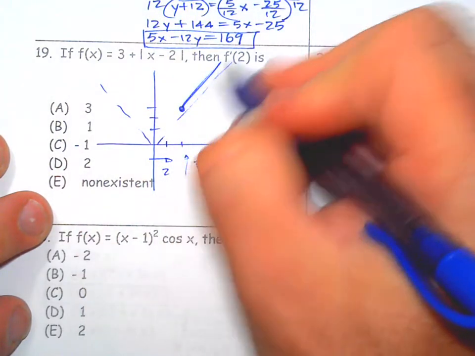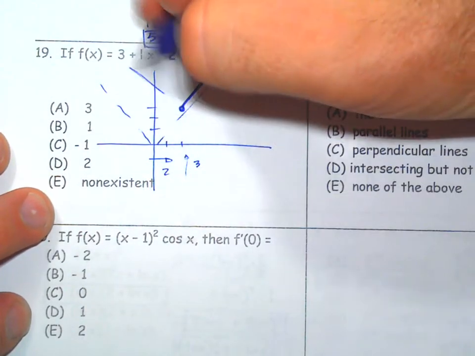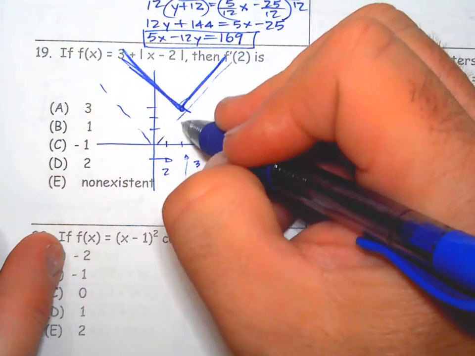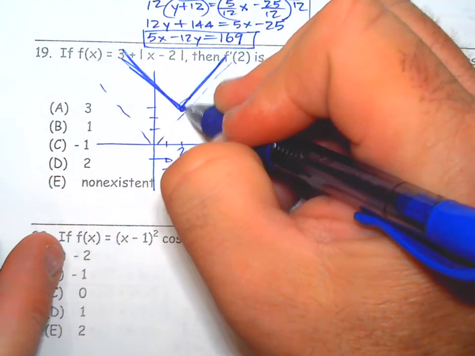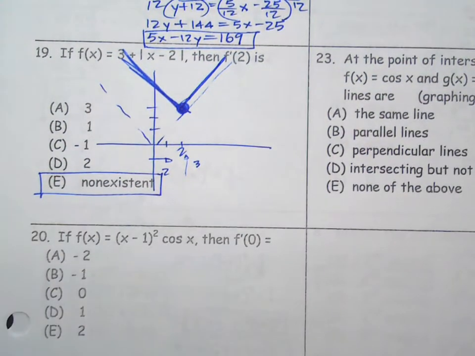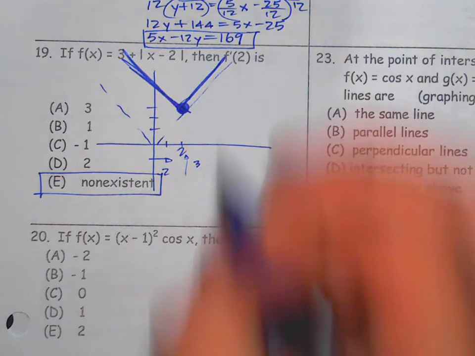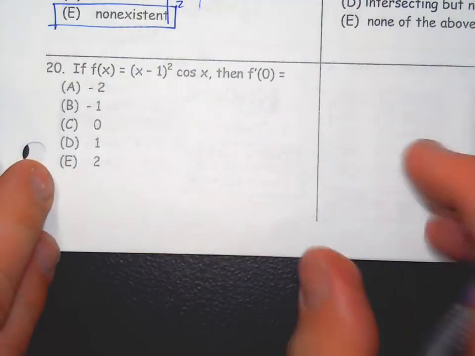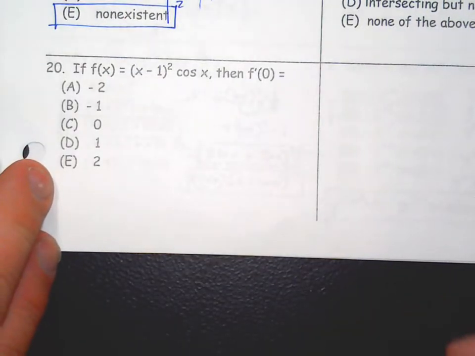So now it's something like this, right? What's the slope at 2? Right here, what's the slope at a corner? Doesn't exist. Ooh, tricky, right? Okay, but just graphing it, I think, made that pretty obvious.